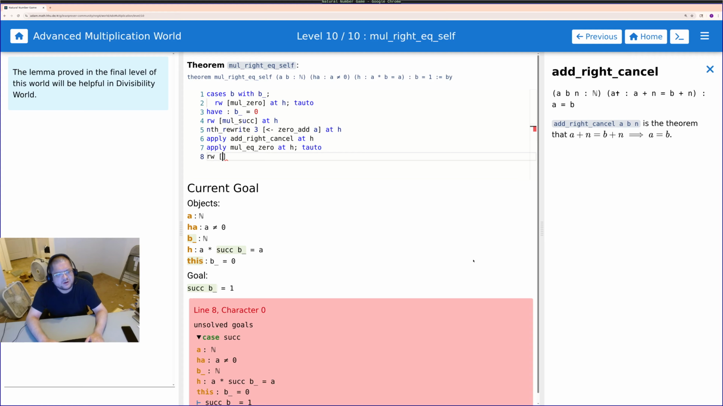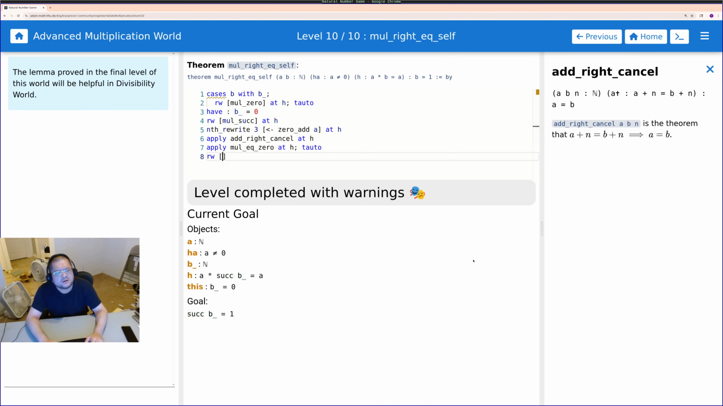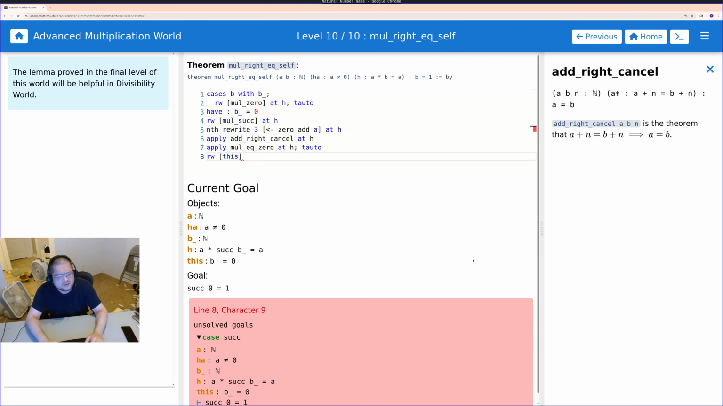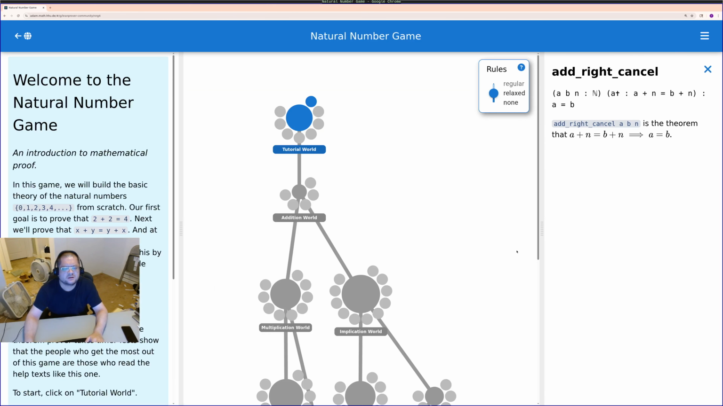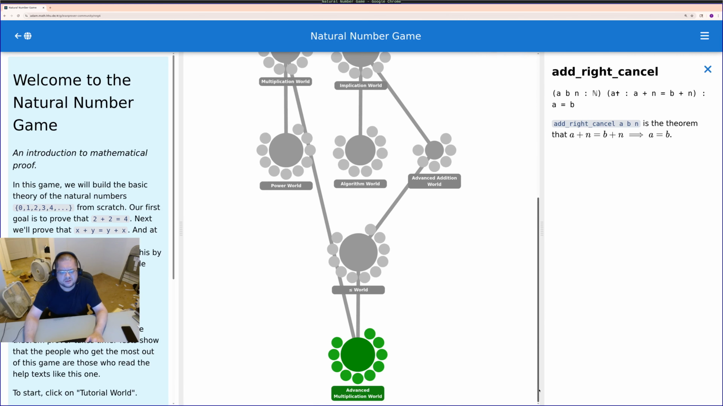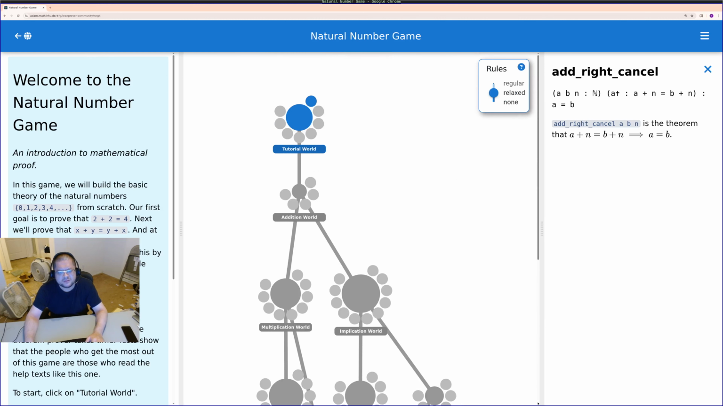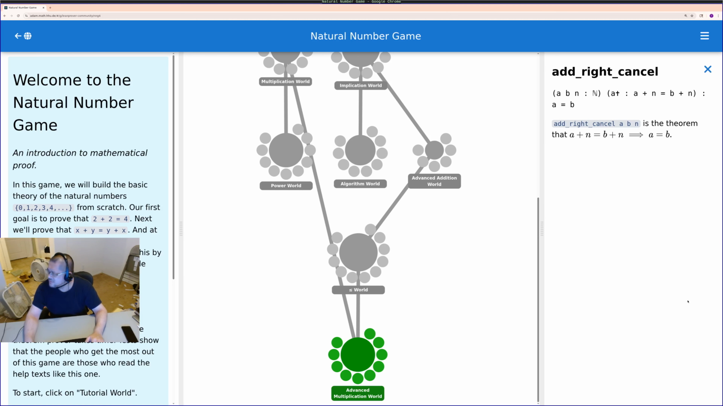And now we're going to rewrite the, and we're going to do 1 equals successor of 0, and we're done. Okay, this finishes advanced multiplication world.